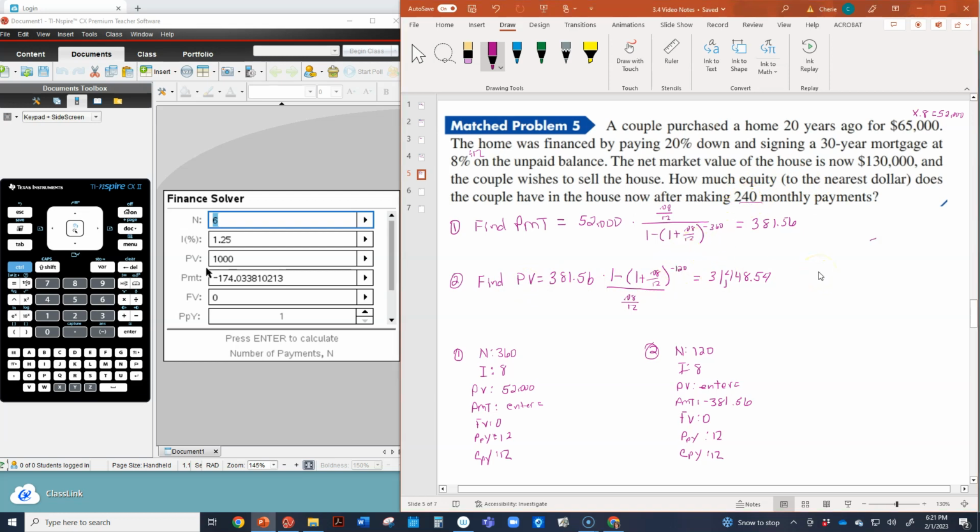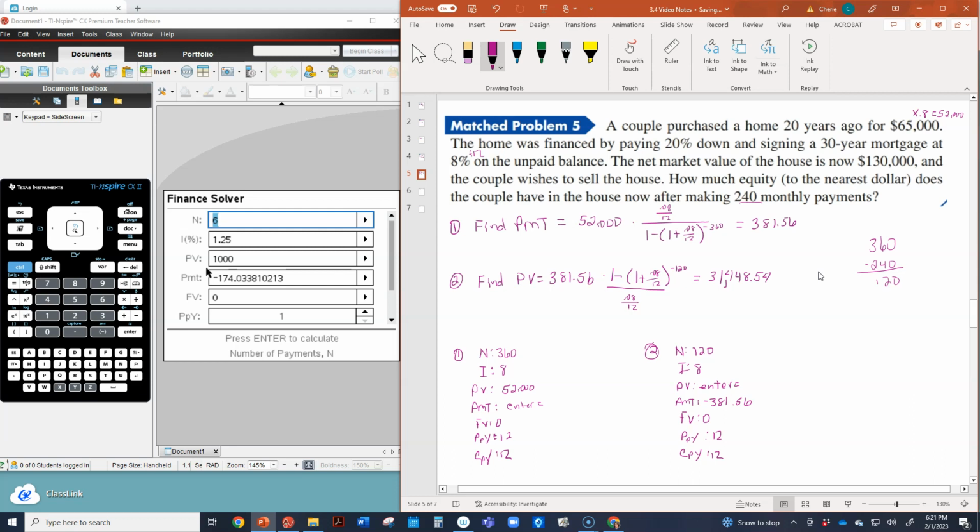So where did this 120 come from? Well, I had 360 payments to make. I've made 240 of them. You subtract that and that leaves 120. So I need a present value at the time of having 120 payments left.